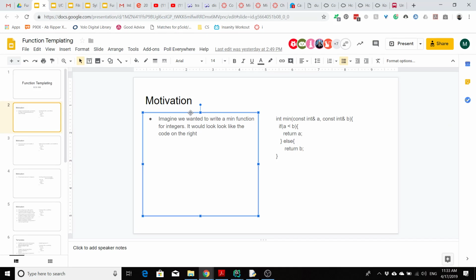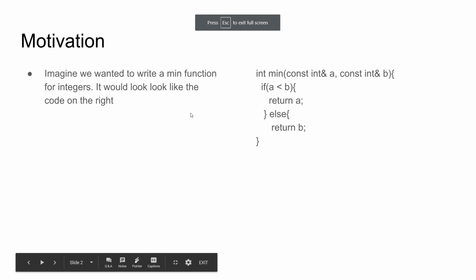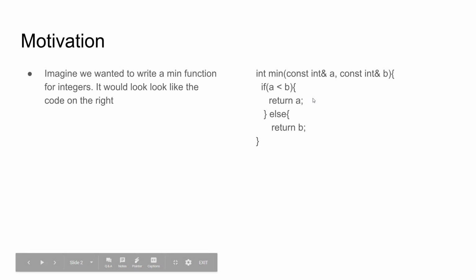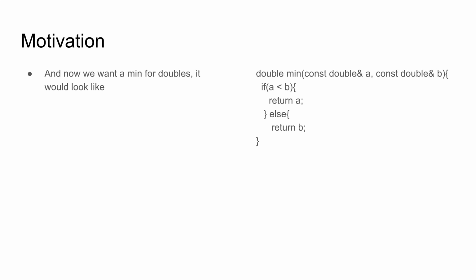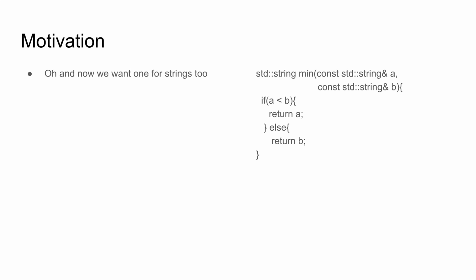Right? Or imagine we wanted to write a min function for integers. It would look like this, right? Take an a and b. If a is less than b, return a. Otherwise, return b. Well, let's say we want to now write a min function for doubles. Oh, hey, the code's the same, except this is double instead of an integer. Well, now let's say we wanted to write one for strings. Oh, great. Now we have one for strings.